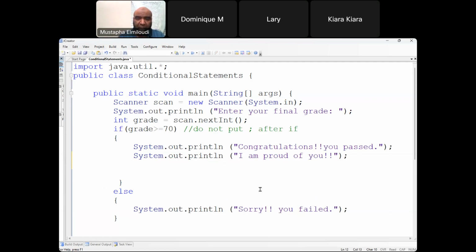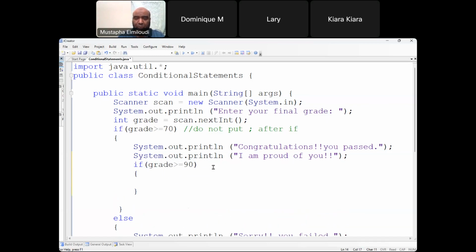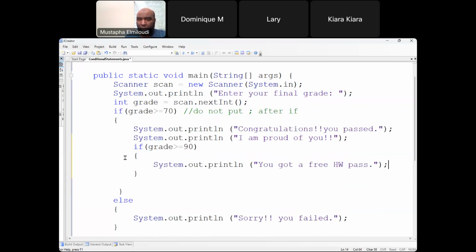Now inside the braces, that's the first gate, and then I'm going to put another if statement. It's called a nested if because it's one inside another one. In addition to higher than 70, let's say the grade is higher or equal than 90. So this is only for these people. So I'm going to put here, okay, you got, for example, a free homework pass. That means you don't have to worry about the homework because you got an A. Can you see this? So braces will make sure everything is organized.